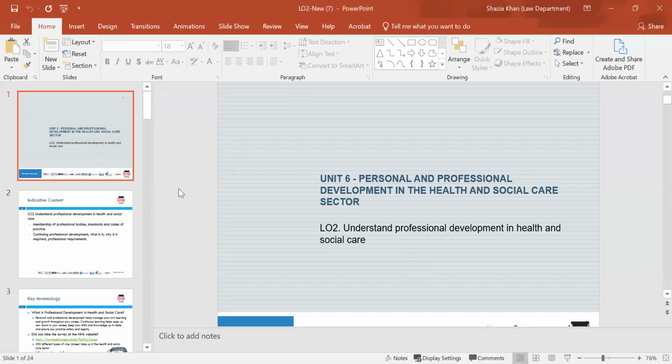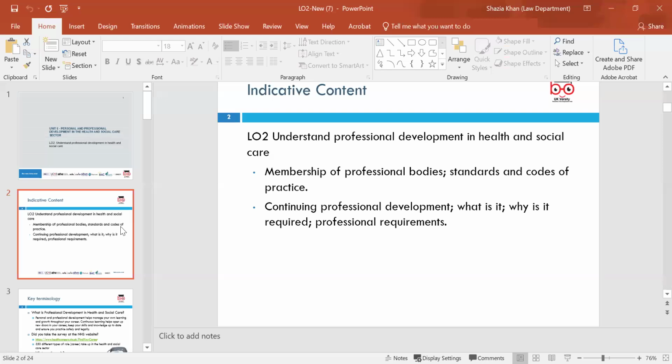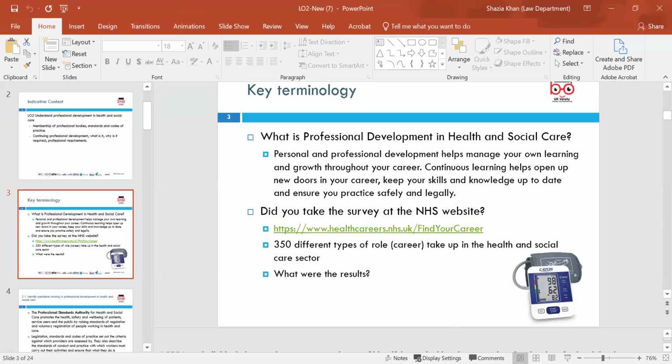Now we're going on to learning outcome 2, which is to understand professional development in health and social care. The indicative content is to understand membership of professional bodies, standards and codes of practice, and continued professional development, why it's needed, why it's required, and why it's so important as well. So key terminology, we're looking at identifying what is professional development in health and social care.